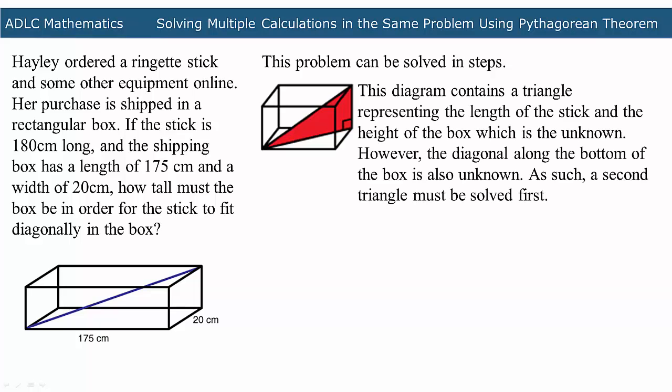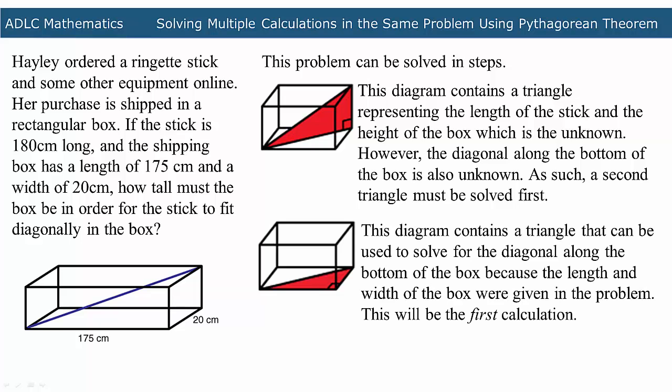This diagram contains a triangle representing the length of the stick and the height of the box, which is the unknown. However, the diagonal along the bottom of the box is also unknown. As such, a second triangle must be solved first. This diagram contains a triangle that can be used to solve for the diagonal along the bottom of the box because the length and width of the box were given in the problem. This will be the first calculation.